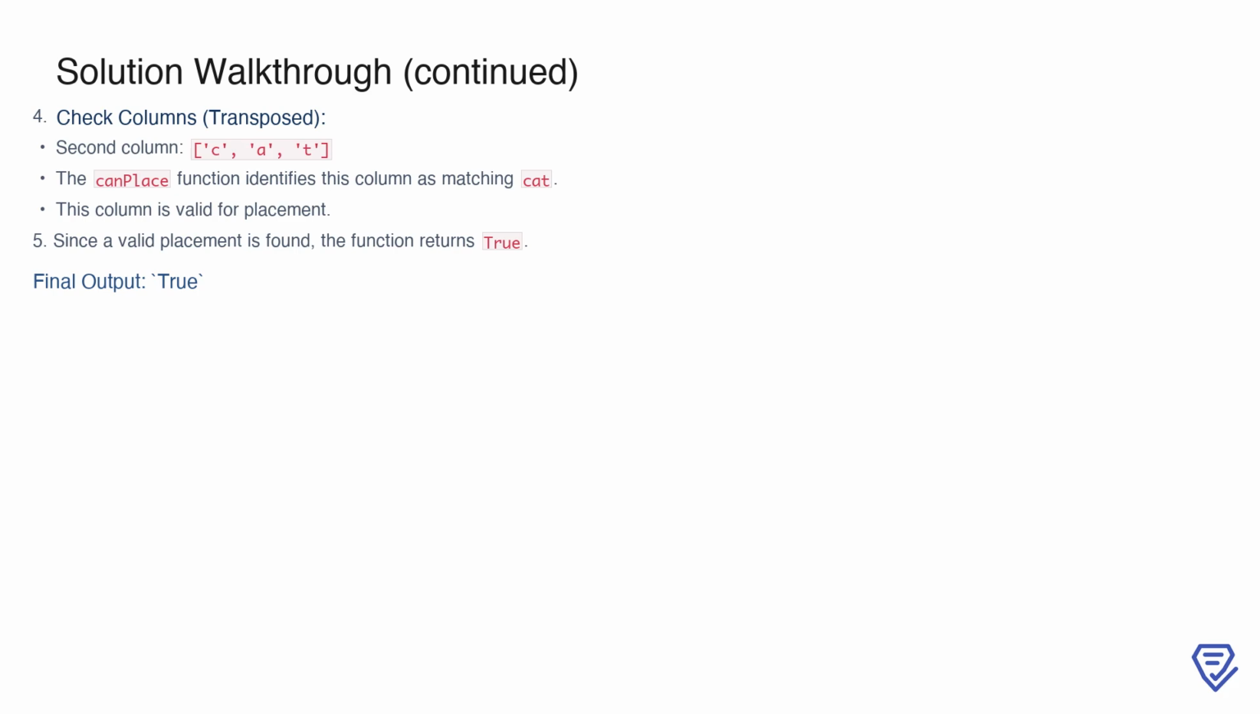This demonstrates that the solution is able to check both rows and columns effectively by transposing the board when necessary. By handling both the original word and its reverse, we ensure that the word can be placed in any orientation allowed by the rules of the crossword. This completes the walkthrough of how the solution works across different scenarios.